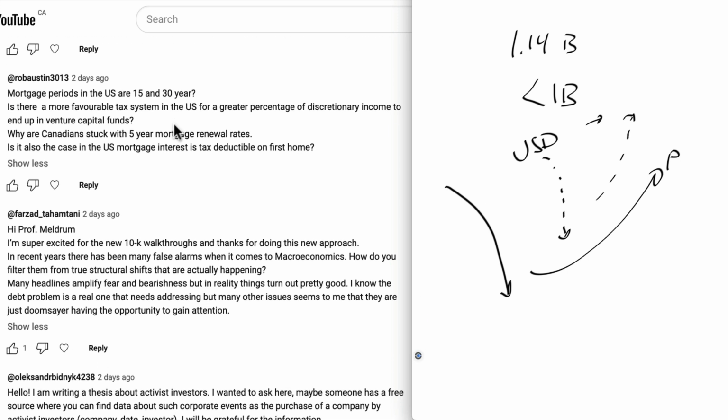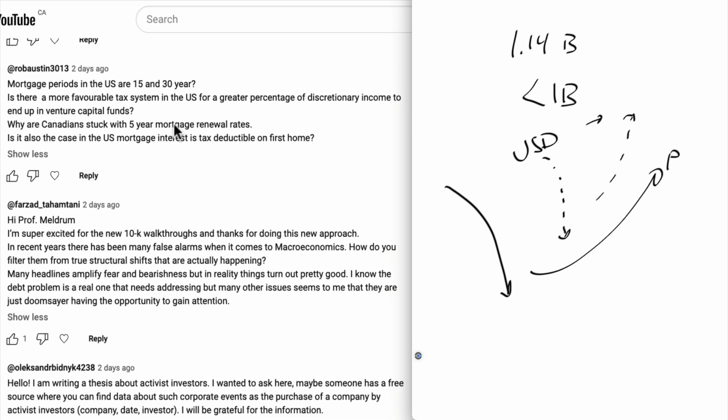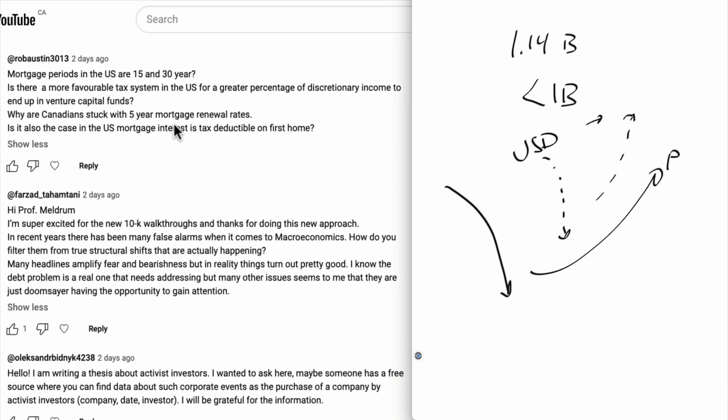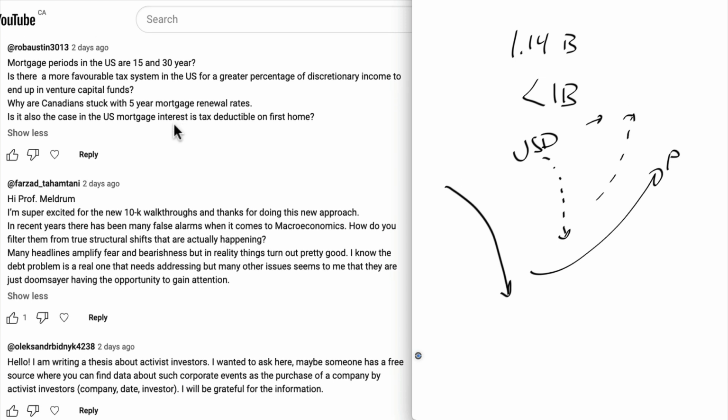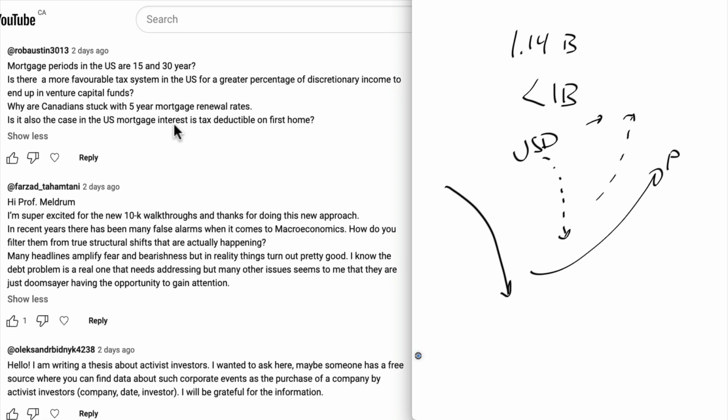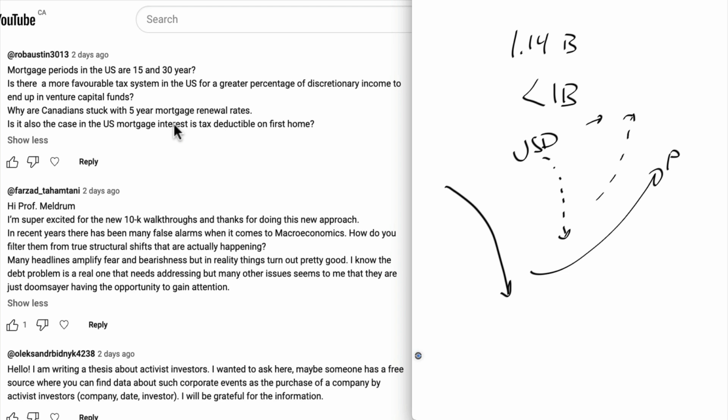Mortgage periods in the U.S. are 15 and 30, correct? Is there a more favorable tax system in the U.S. for a greater percentage of discretionary income to end up in venture capital funds? I don't think so. Why are Canadians stuck with 5-year mortgage renewal rates? That's the way it works. That's a good question. I look at that too and I say, why can't we have a 30-year fixed in Canada? Why does it have to be that every 5 years you come back and beg for us to give you your mortgage again? I don't get that either.